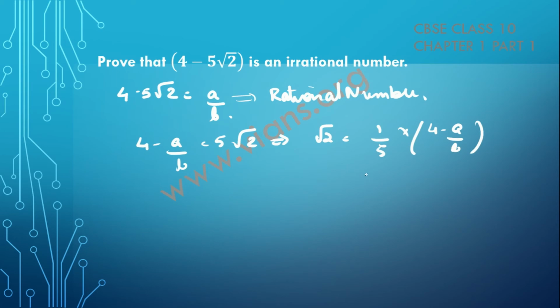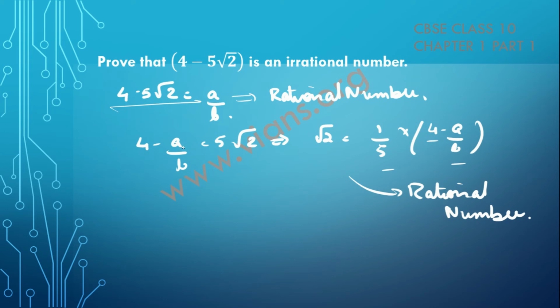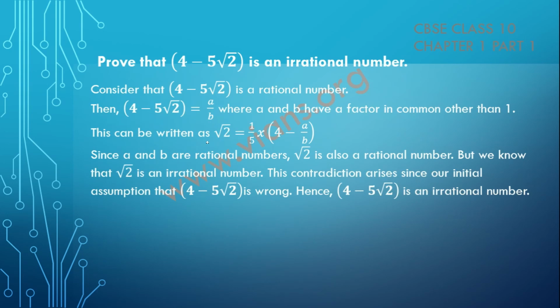True? So that's very good. That means root 2 is equal to 1 by 5 into (4 minus a by b). Since this is rational, this is rational, this is rational, you would expect root 2 to be a rational number. But we know that root 2 is an irrational number. And therefore that contradiction arises because our initial assumption that 4 minus 5 root 2 is a rational number was wrong. It's actually an irrational number, hence proved. So this is again what I have shown over here.